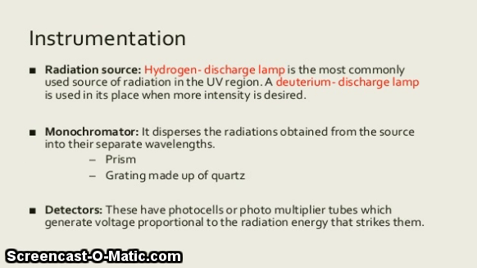The instrumentation: radiation source. The hydrogen discharge lamp is the most commonly used source of radiation in UV visible. The deuterium discharge lamp is used in its place when more intensity is desired. Monochromator: it disperses the radiation obtained from the source into separate wavelengths. Prism and grating are made of quartz. Detectors: these have photocells or photomultiplier tubes which generate voltage proportional to the radiation's energy that strikes them.